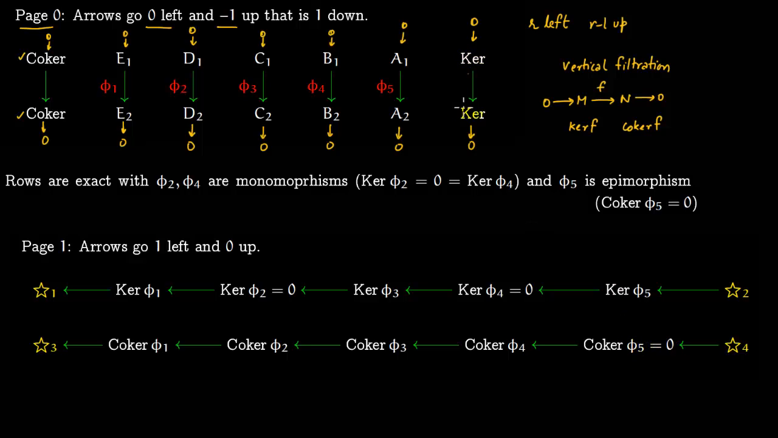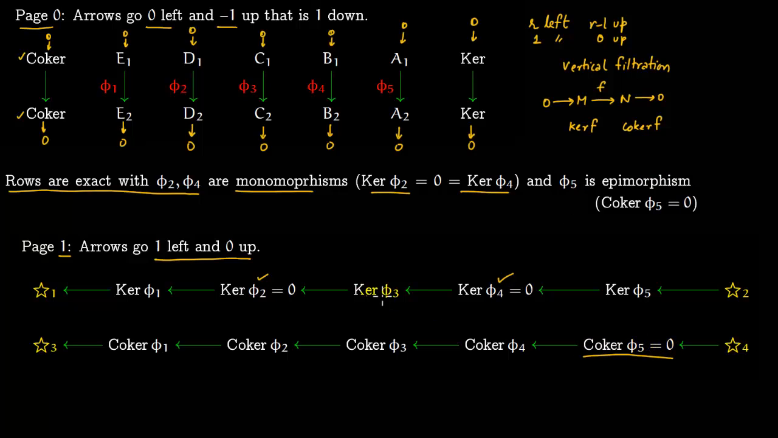Here we are not explicitly mentioning what the homology is. So say there is some homology here which we put as this big star 2. There is some homology here which we put as big star 4. So now we are on page 1. Again our convention is r left, r minus 1 up. So you have 1 left, 1 minus 1, 0 up. So 1 left and 0 up, and the arrows are in this direction. Immediately notice that this is our assumption that phi 2 and phi 4 are monomorphisms, that is, kernel of phi 2 is 0 and kernel of phi 4 is 0. So this kernel is 0 and this kernel is 0 and this co-kernel is 0.